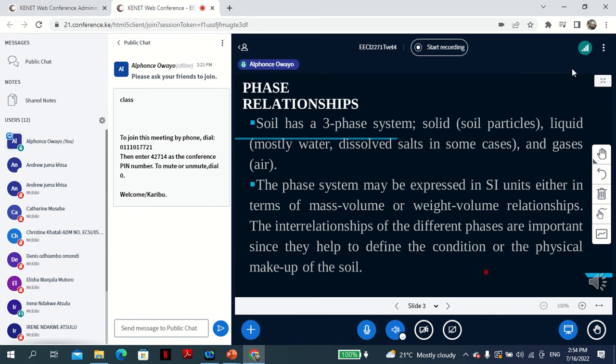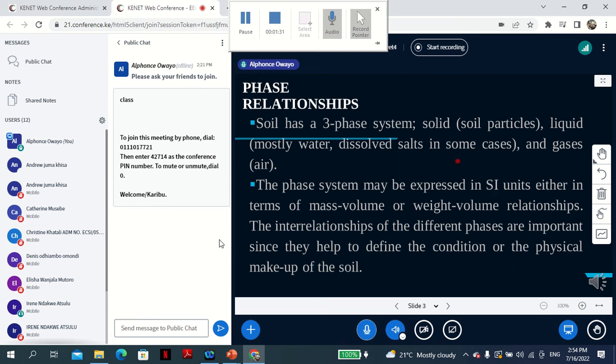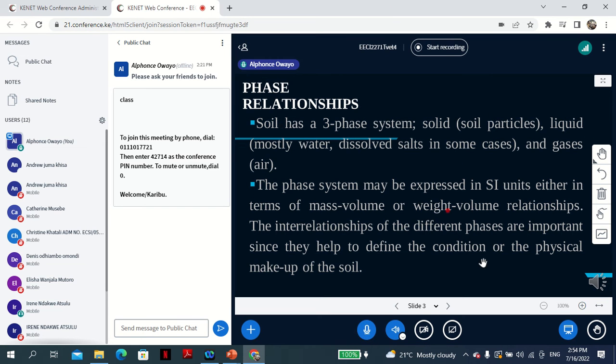And so for the phase relationship, like I said, soil has a three-phase system: the solid, which are soil particles, liquid, mostly water, dissolved salts in some cases, and gases, which is air.